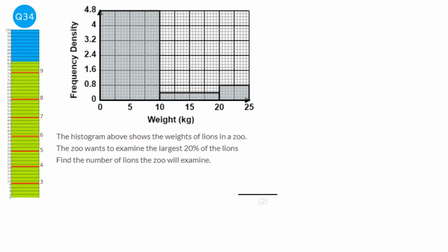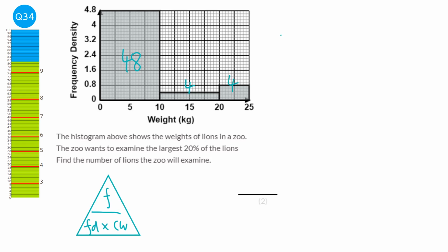So we first of all need to work out the frequencies in each of the bars, and we know that the frequency density is proportional to the frequency over the class width. So we're going to go through each of these bars and work out what the frequency is. All we need to do is multiply the frequency density by the class width. So 4.8 times 10 is 48. The second one is 0.4 times 10, which would be 4. And the last one will be 0.8 times 5, which will also be 4.